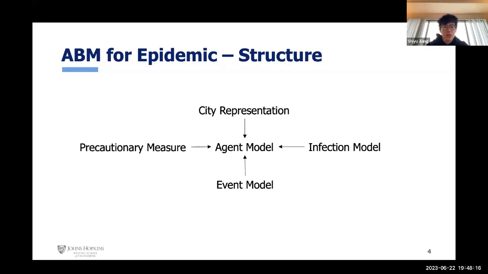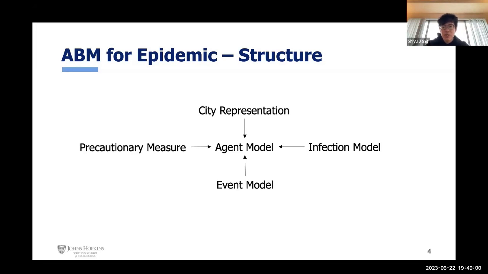Okay, so this is the structure of our agent-based model. The very center is the agent model, of course. We wanted to simulate the behavior of our population, so we are initializing thousands of agents based on the proportion of their professions. In the top module, which is the city representation, we let the agents live on maps that are generated from the real world, and you will see it in the following slides.